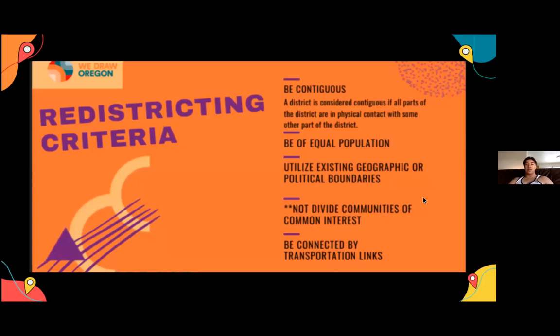So what are the criteria of districts for redistricting? Every district must be contiguous, which means each part of the district has to be in physical contact with some other part of the district. All districts have to be of equal population. They must utilize existing geographic or political boundaries. This is a criterion specifically for my coalition: we do not want districts to divide communities of common interest. And finally, they must be connected by transportation links.